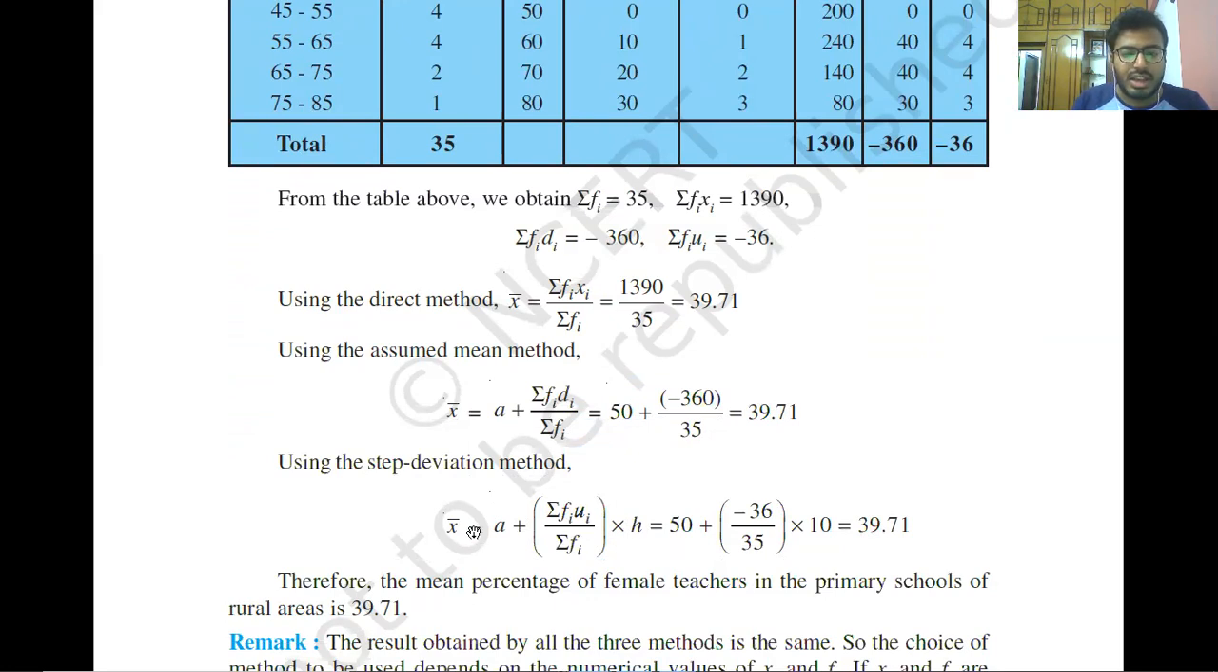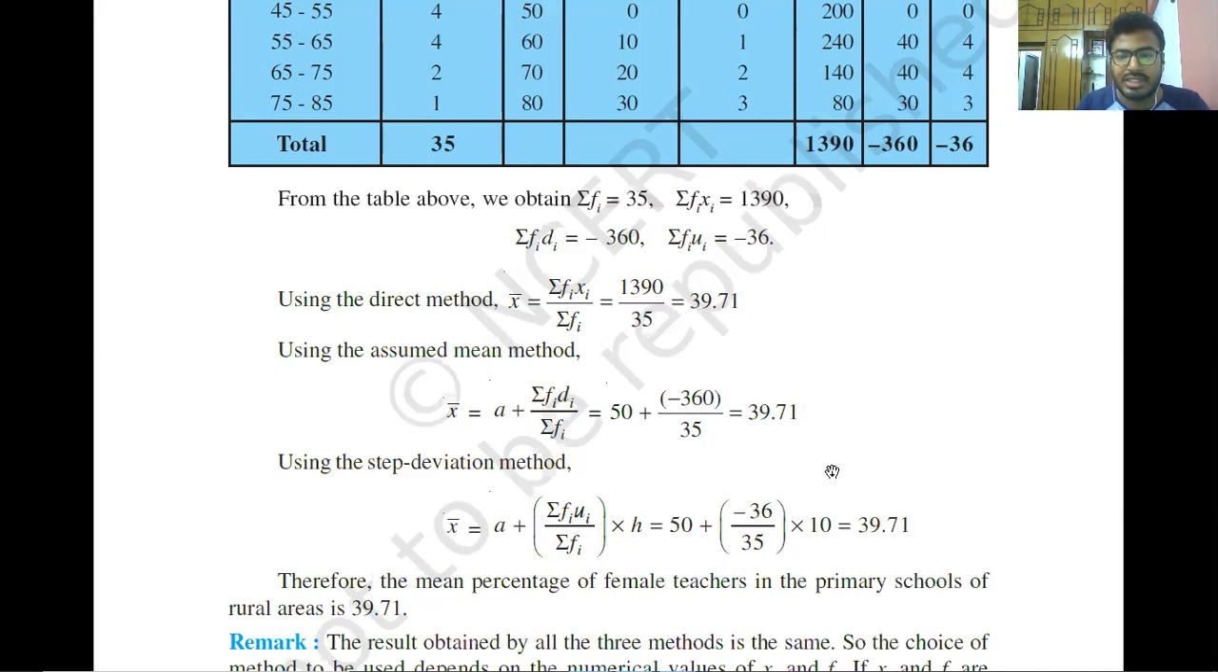So here the a value you're getting as 50, plus minus 36 upon 35 into 10. यहाँ पर 5 से पहले ये cancel कर सकते हैं. Okay, and then you just multiply and you'll get 10 point something. 50 minus 10 point something, you'll get 39.71. So the mean average percentage of female teachers in primary schools of rural area is 39.71.